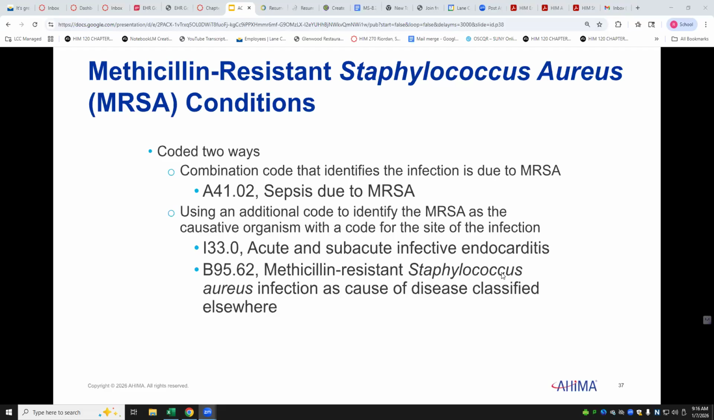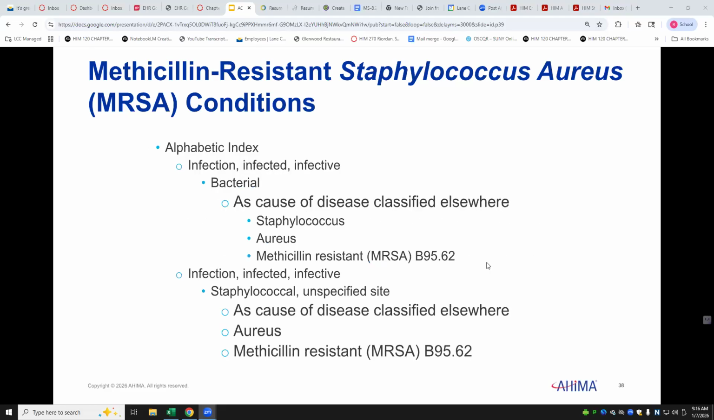And we see one with endocarditis, right? Endocarditis, I33.0, right? Main term endocarditis, acute, subacute, and then we would be directed to code that MRSA, the B95.62. And again, the coding path for this would be the infection, bacterial, as a cause of disease classified elsewhere, staph aureus, methicillin resistant, B95.62, right?